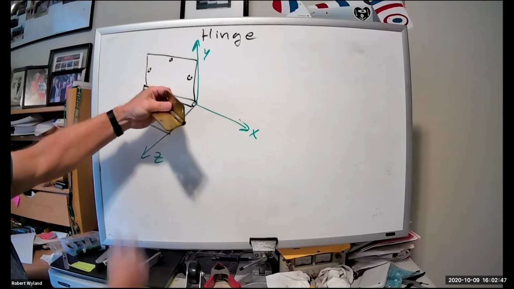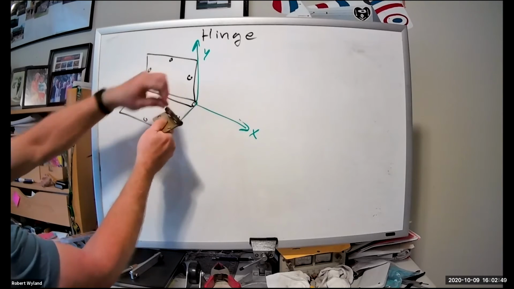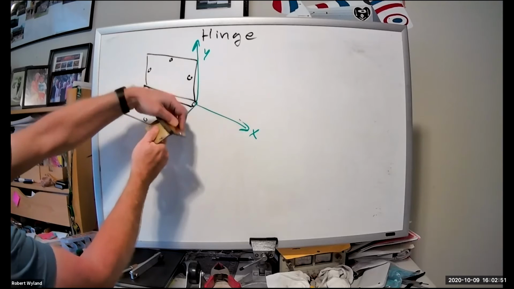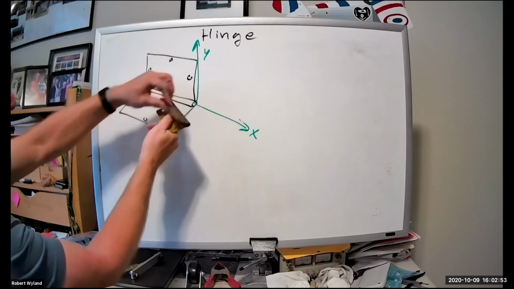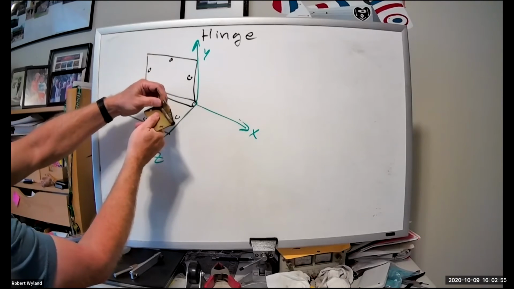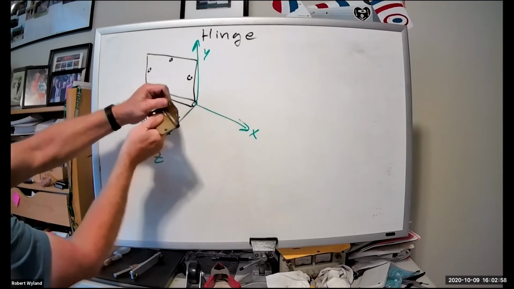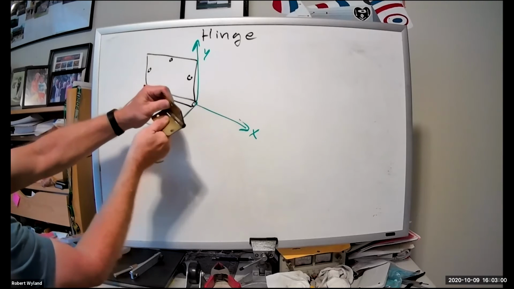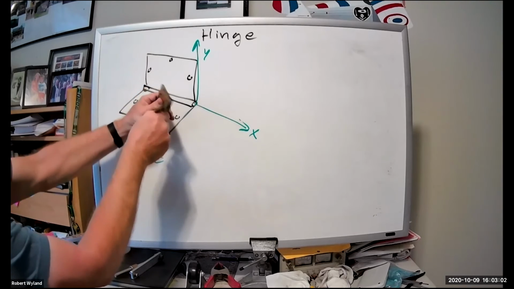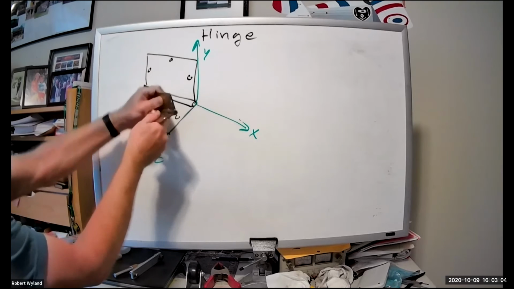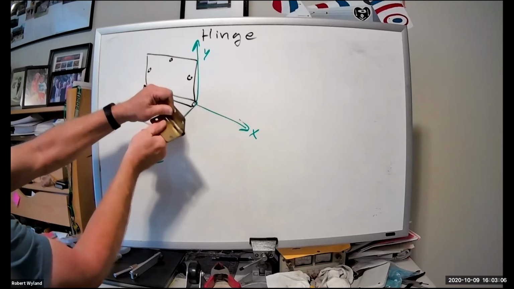But what about moments? Well, we've already discovered that in this direction, there's no moment reacting. We have no moment in the X. But if I try and rotate this about the Y, it would be fixed to the door and it wouldn't rotate. Now, if I tried to rotate it about Z, it would not rotate. Again, it would resist my rotation.